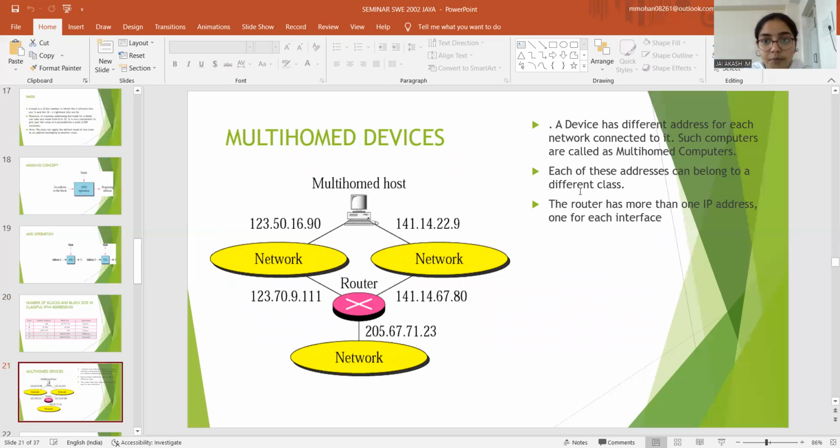Multi-homed devices. A device that has different network addresses connected to it. Such devices are called multi-homed computers. Each of these addresses can belong to a different class. The router has more than one IP address, one for each interface.